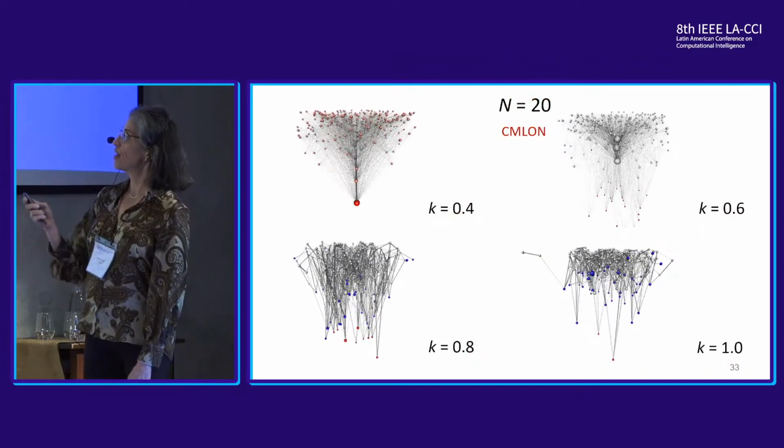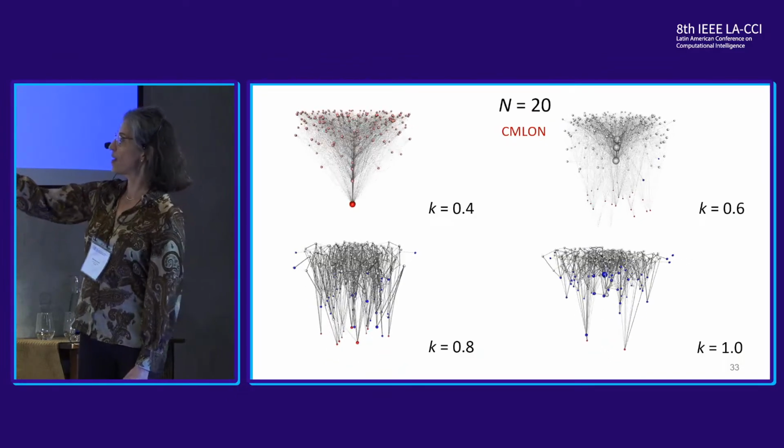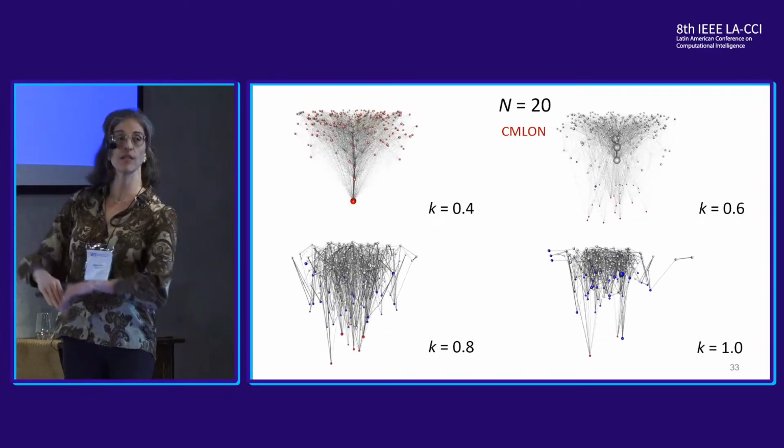This is, again, for a larger landscape with n equal 20. Here we are traversing the difference. This is an easy landscape. All the trajectories go into the single funnel.